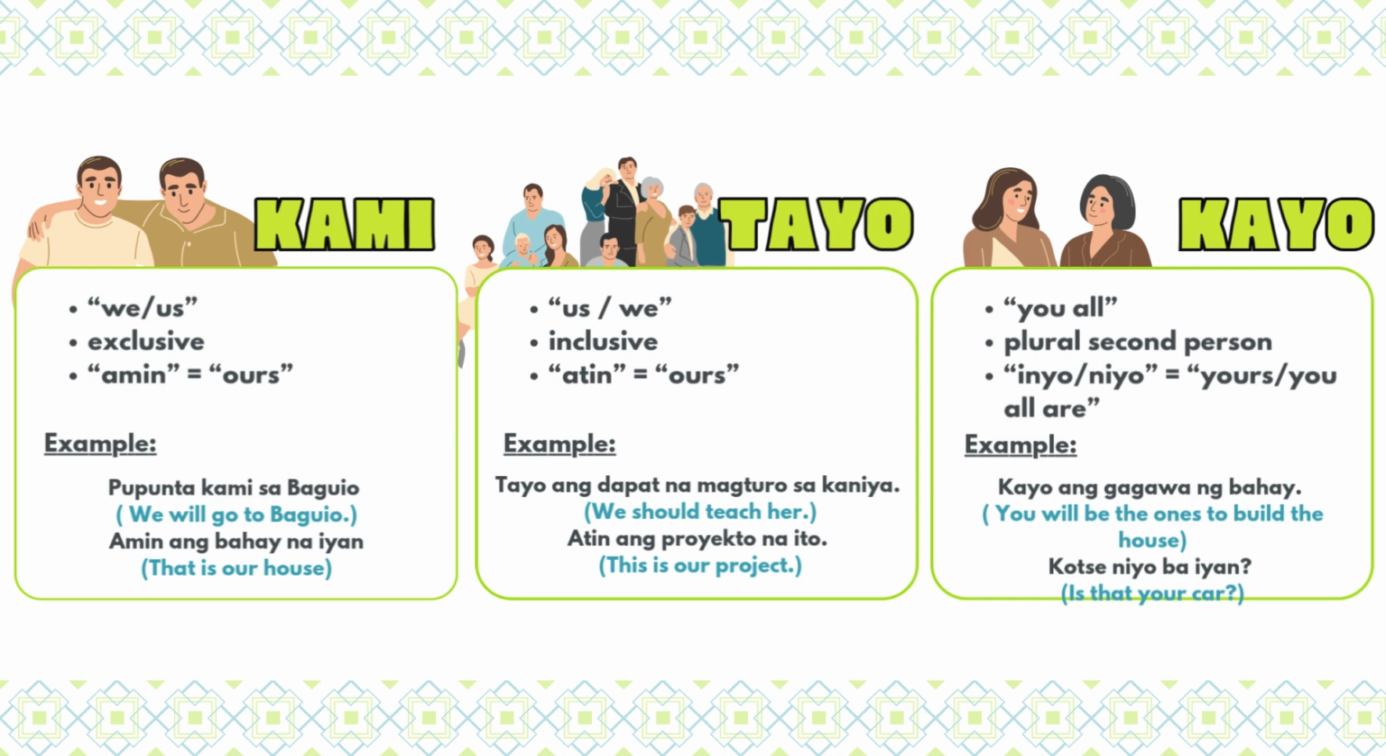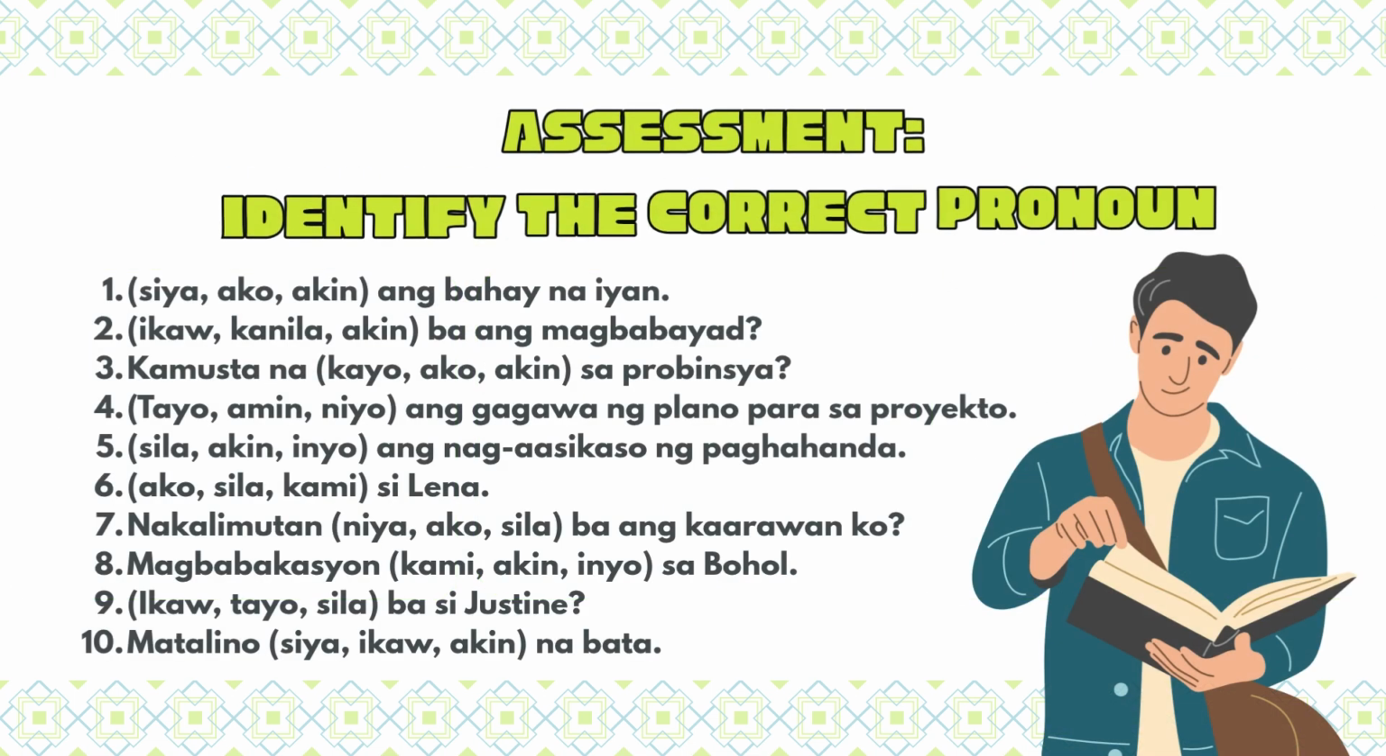On the other hand, tayo is also we or us in English. But this is inclusive, or this includes the person that you're talking to. In a sentence, tayo ang dapat na magturo sa kanya. We should teach her. Another, atin ang proyekto na ito, or this is our project.